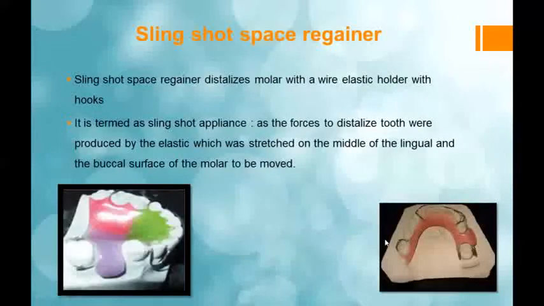Now the slingshot space regainer. The slingshot space regainer distalizes the molar with the wire elastic holder with the hooks. It is termed as slingshot appliance because the forces to distalize the tooth were produced by elastic, which was stretched on the middle of the lingual and the buccal surface of the molar to be moved.